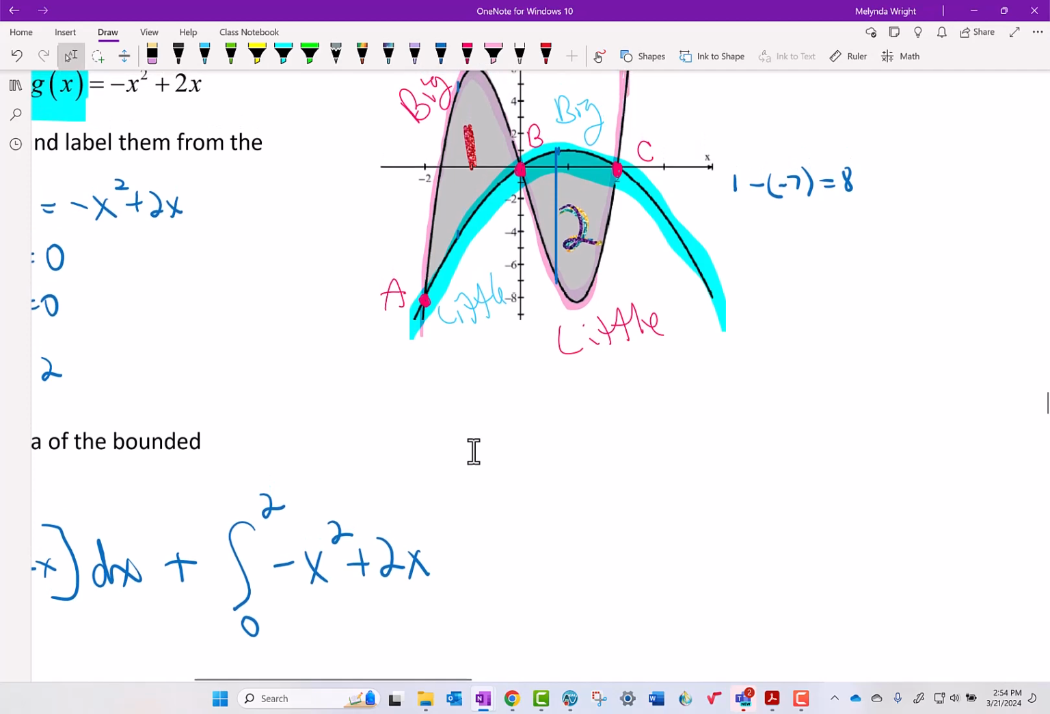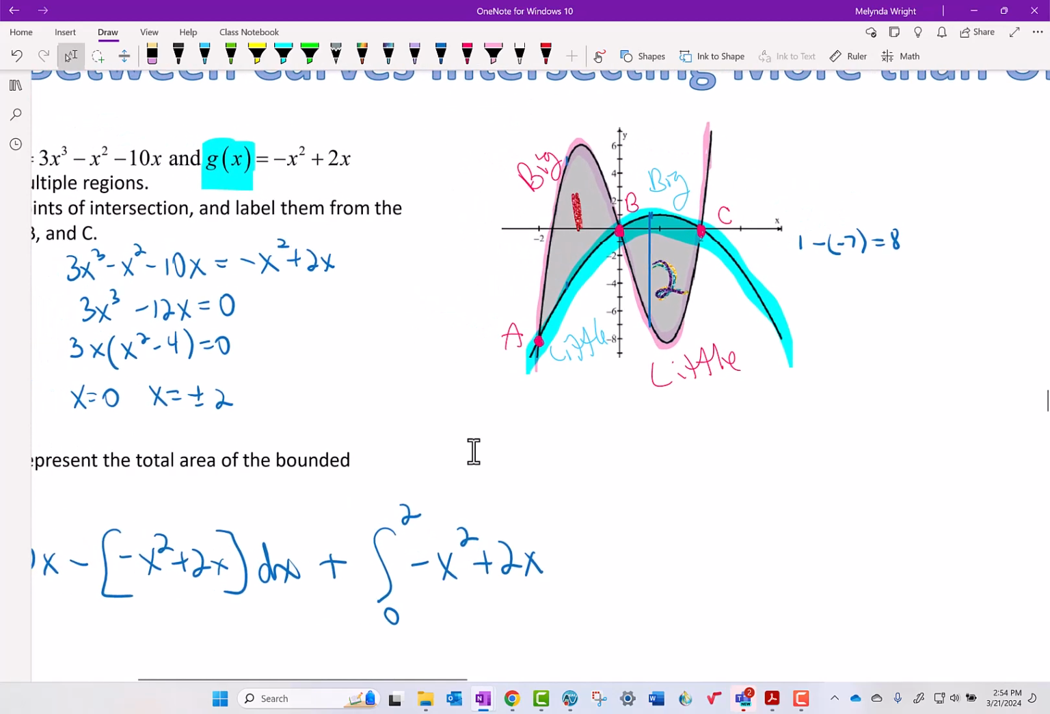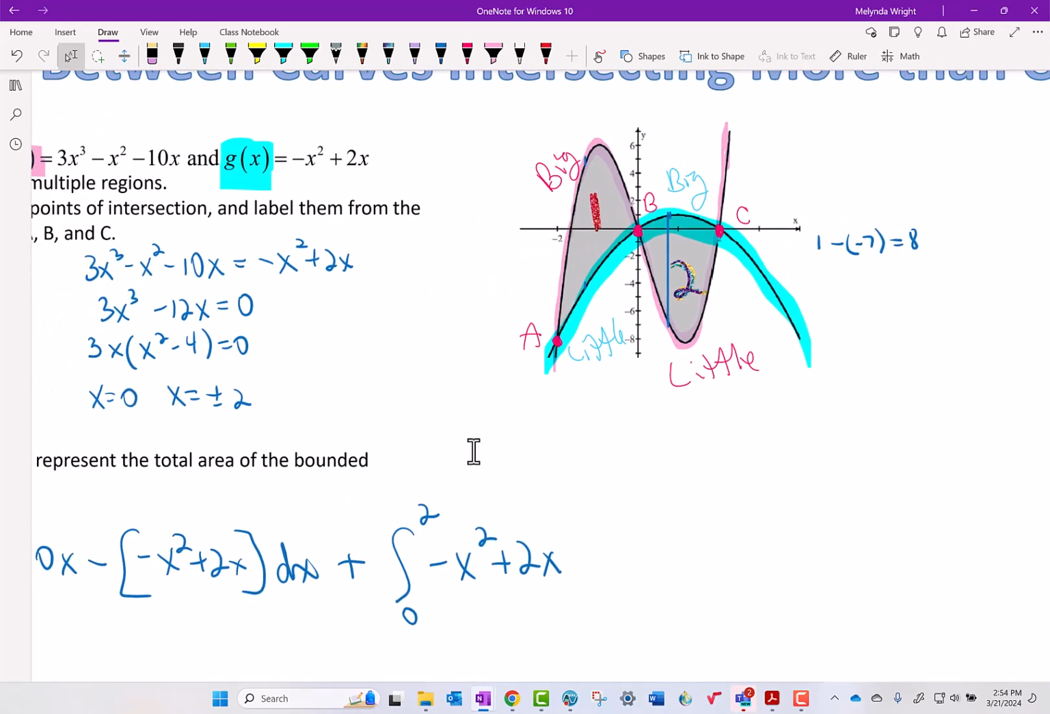So let's go ahead and finish the integral for that second region. We've got the blue one, which is the larger one in this case, comes first, then minus the pink one, which is the smaller one, so 3x cubed minus x squared minus 10x dx.